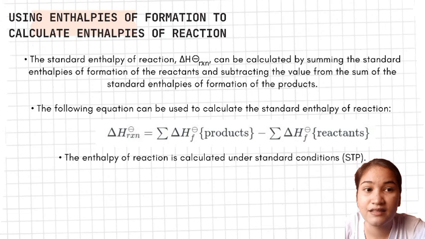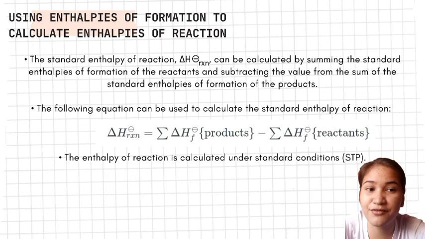The standard enthalpy of reaction can be calculated by summing the standard enthalpies of formation of the products and subtracting from it the sum of the standard enthalpies of formation of the reactants. We can mathematically express this as the equation you can see here.